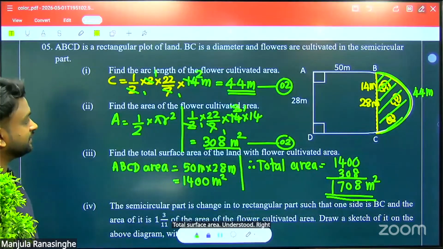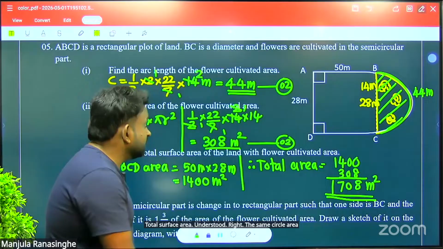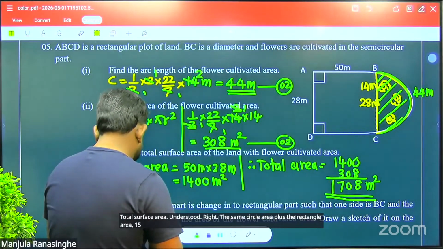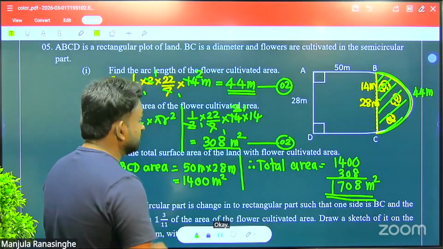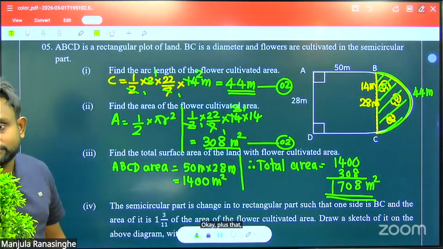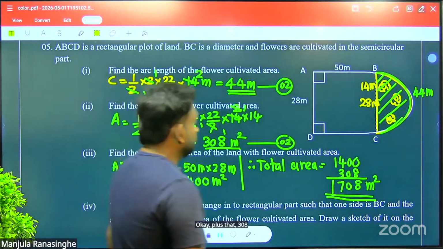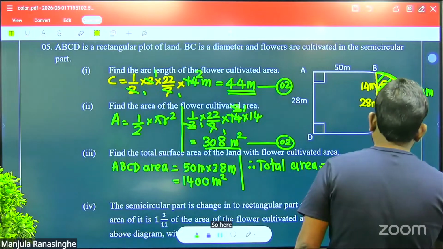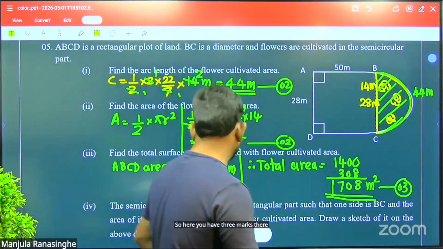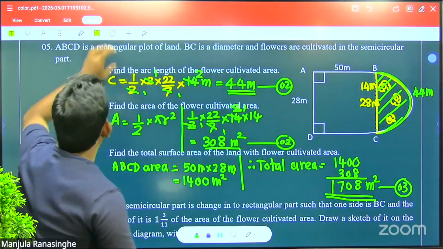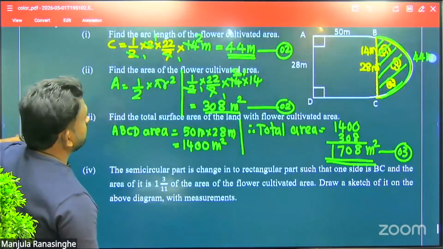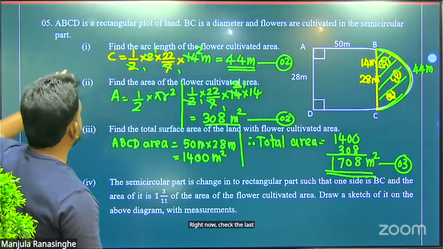Right. The semicircle area plus the rectangle area, 1400 plus 308. So here you have 3 marks. Right, now check the last part of the last question.